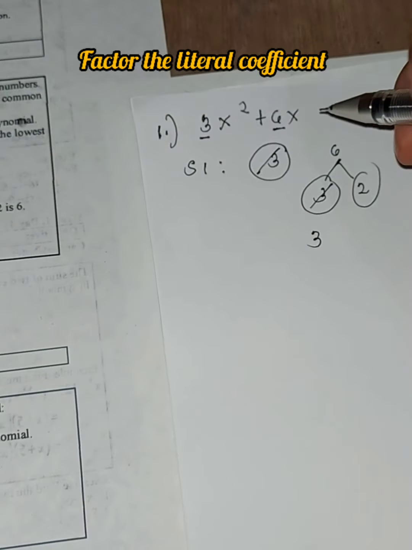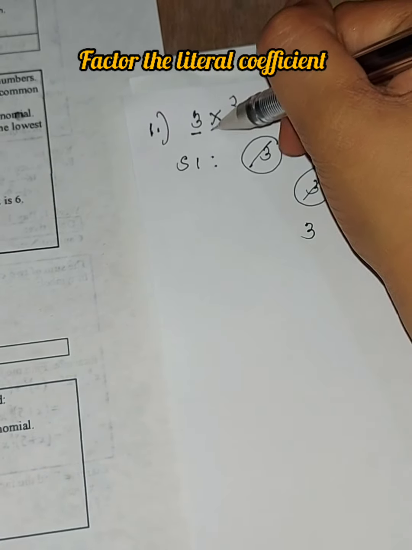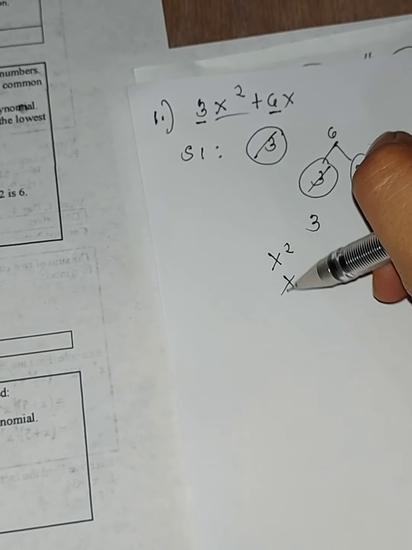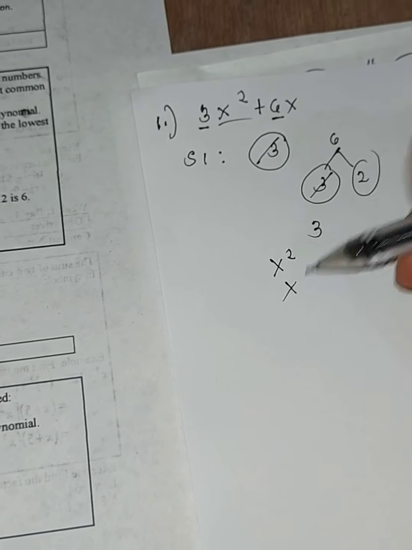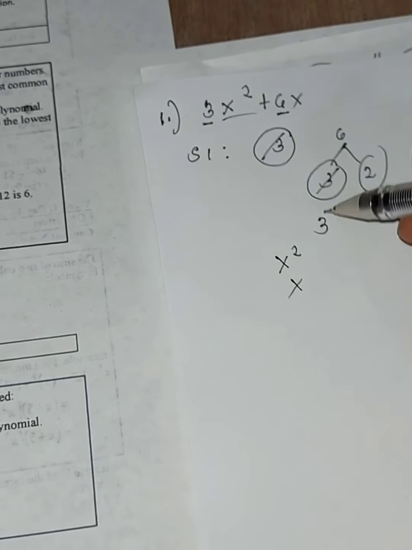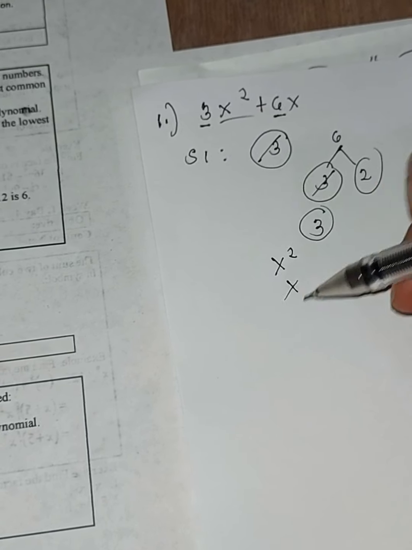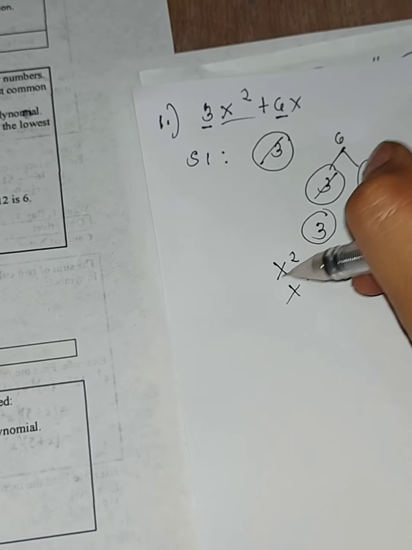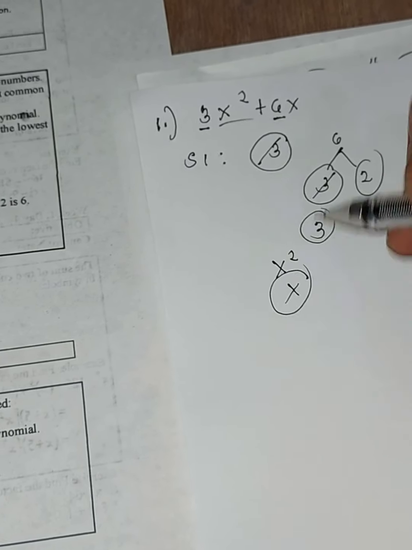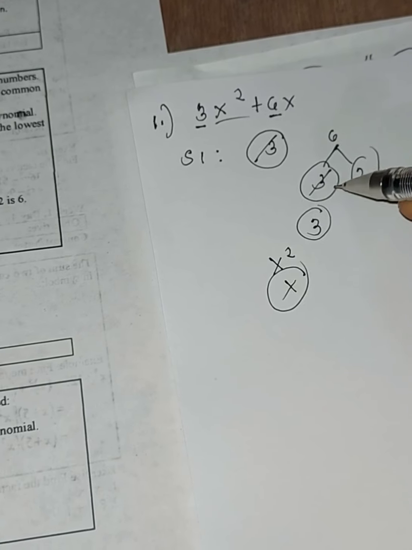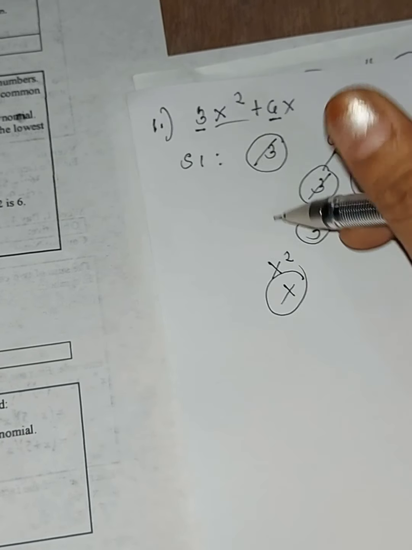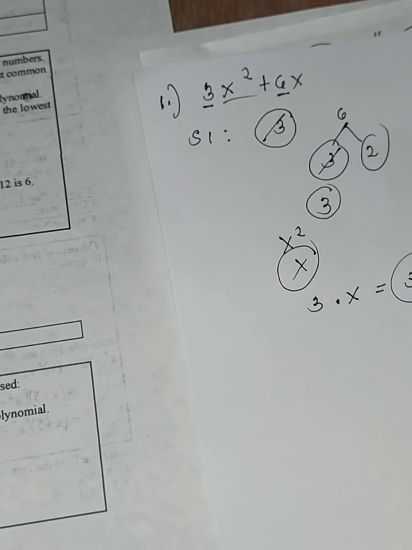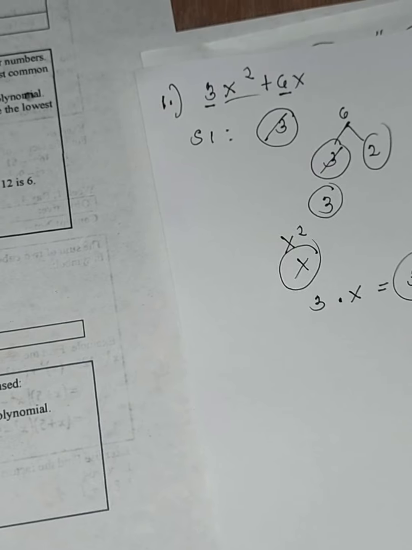Now let's proceed to the literal coefficients. We have here x squared and x. They have the same variable, but they differ in their exponent. And we are going to use the variable or the literal coefficient which has the smallest exponent, and that is x. And lastly, multiply the result in step 1 and the result in step 2. So that is 3 times x. So the GCF is 3x.